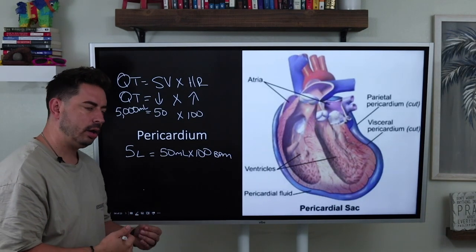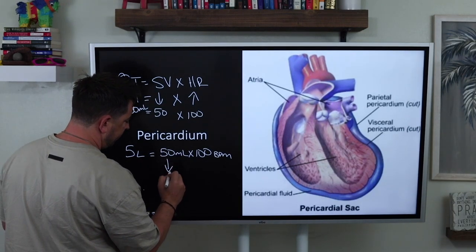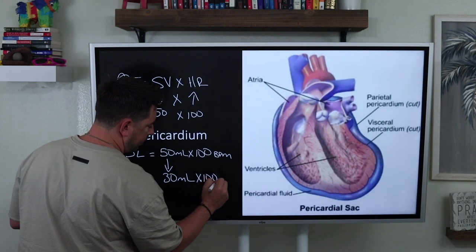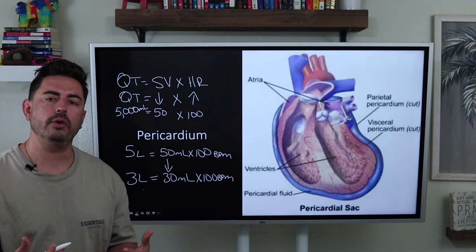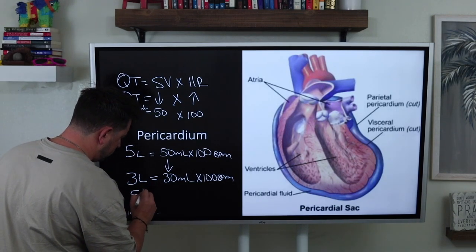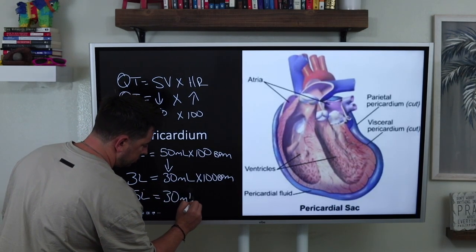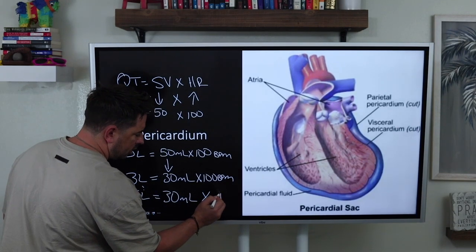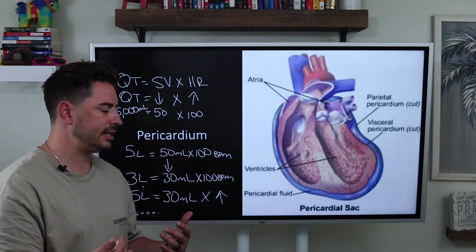So what would happen if I dropped 50 mLs down to 30 mLs? If I maintained the same heart rate, my cardiac output would be 3 liters. Well, 3 liters isn't adequate for a patient, so the body's response is to try to get that back to 5 liters. If I'm only getting 30 mLs out, what is my heart rate going to do to maintain that 5 liters? Of course, it's going to increase. When we get that increase in heart rate, that is called a physiologic response.